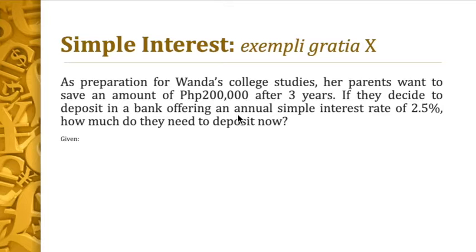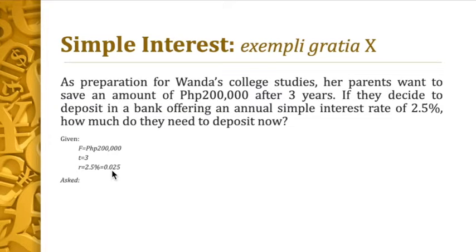So again, in essence, Wanda's parents want to have this kind of amount given in 3 years, knowing that the bank gives this kind of simple interest rate. So let's start with the first number. That's our 200,000 at the end of 3 years. So Wanda's college wants this amount inside their account. So that's your F, your future value. Time is 3 years, since it's very clear that after 3 years they want this amount, and we can see that the rate is 2.5%. Change that to decimal, that's 0.025, in decimal notation. So that's your given.